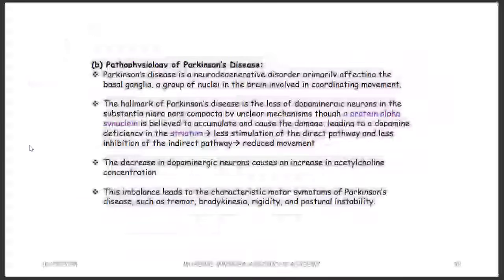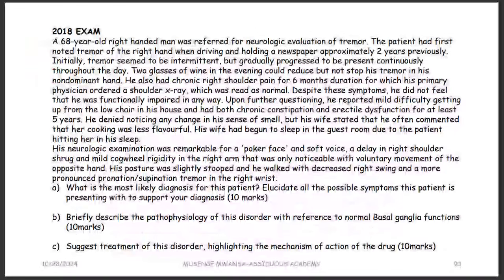And then we have got these beautiful questions. This beautiful question, then we are done. It was from 2018 exam. A 68-year-old right-handed man was referred for neurologic evaluation of tremor. The patient had first noted tremor of the right hand when driving and holding a newspaper approximately 2 years previously. Initially, tremor seemed to be intermittent but gradually progressed to be present continuously throughout the day. Two glasses of wine in the evening could reduce but not stop his tremor in his non dominant hand.